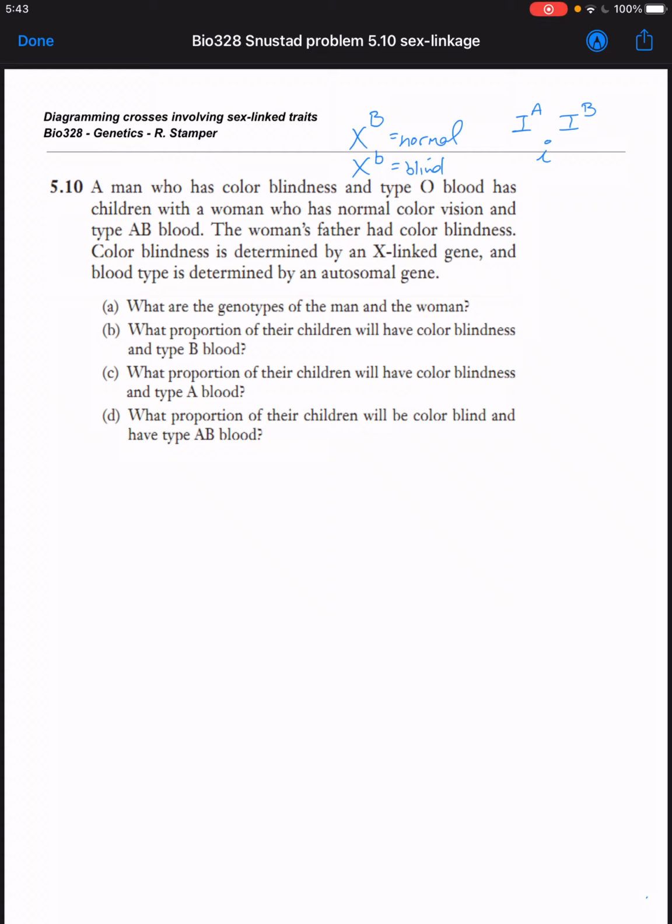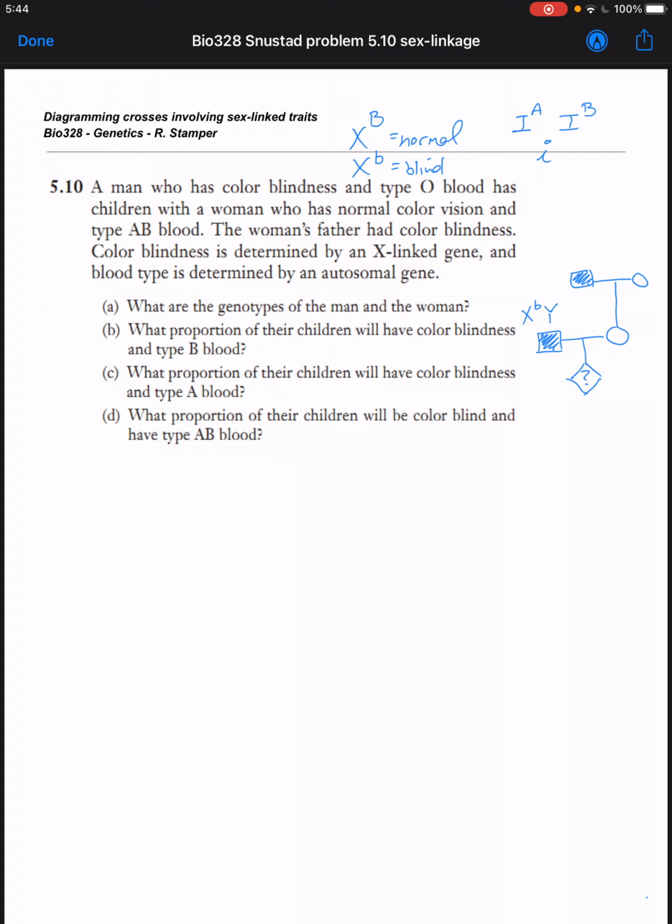When we look at this problem now, they ask us what are the genotypes of the man and the woman. Well, if we drew a little pedigree here, we have our man and woman, and we know in the previous generation her father was colorblind. So the pedigree might look something like this. We're asking now about their offspring down here. We know that the man is colorblind, so he must have an XY genotype that includes that colorblindness allele.